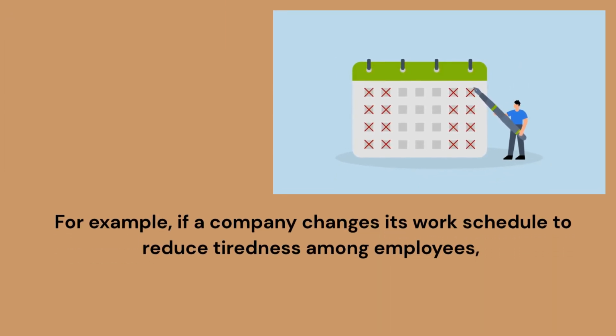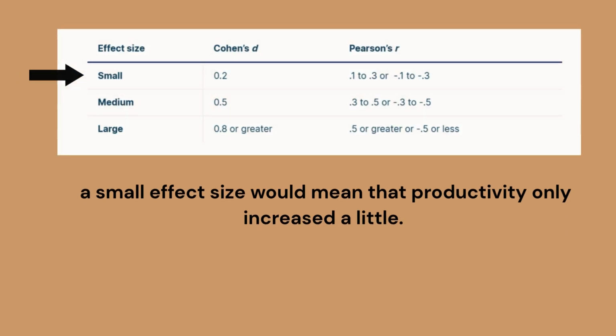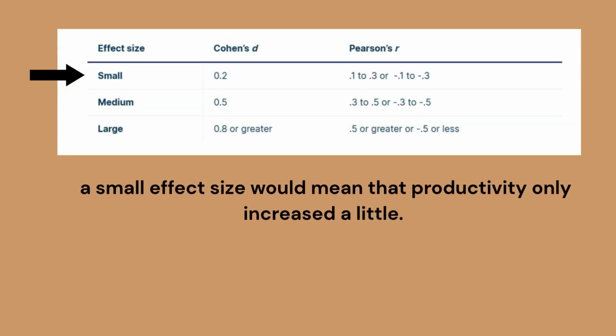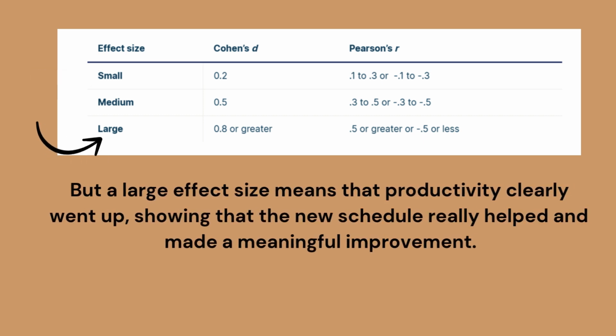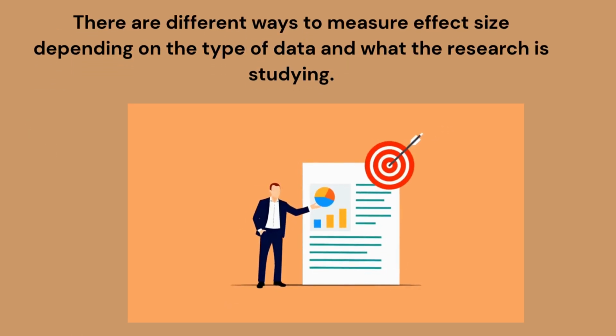For example, if a company changes its work schedule to reduce tiredness among employees, a small effect size would mean that productivity only increased a little. That small change may not be worth the effort or cost. But a large effect size means that productivity clearly went up, showing that the new schedule really helped and made a meaningful improvement. There are different ways to measure effect size depending on the type of data and what the research is studying.